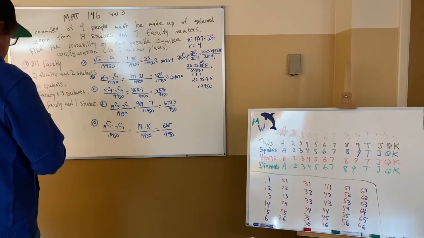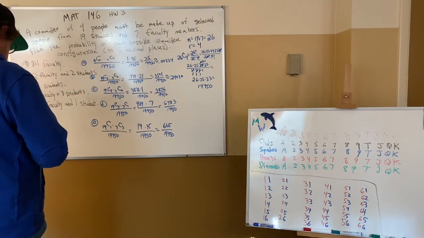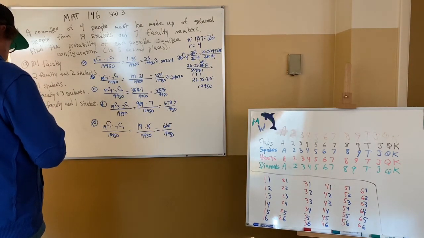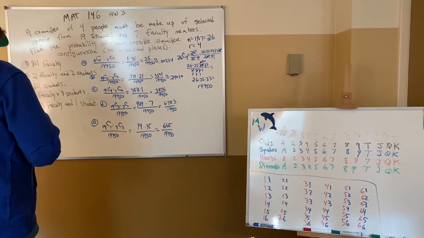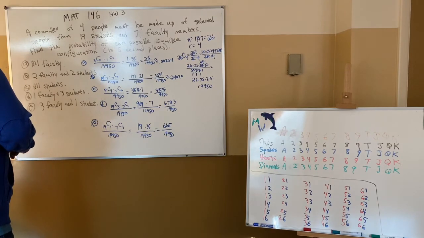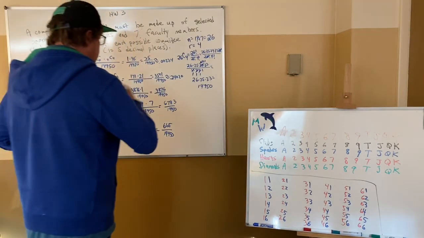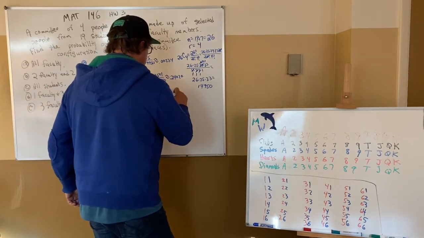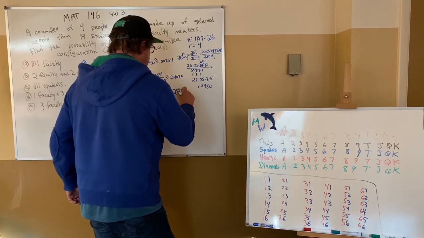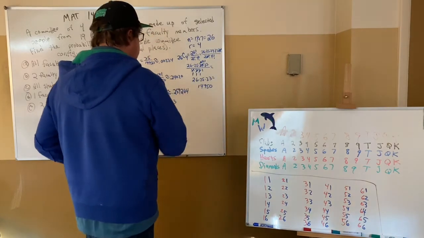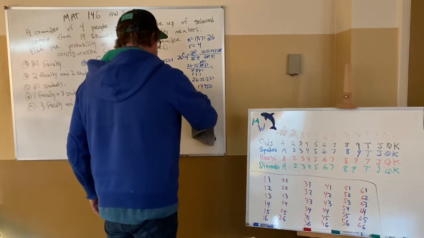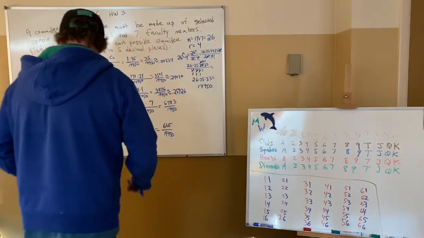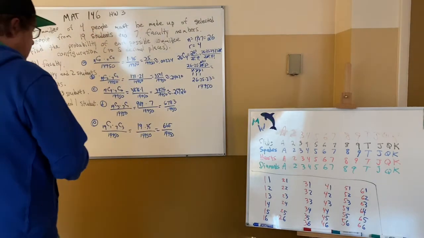3876 divided by 14,950 is 0.259264. That's close. 64 almost goes up to 70, but it does not. Somebody better round up, or it's not going to show you guys how to round up. All right, clear.